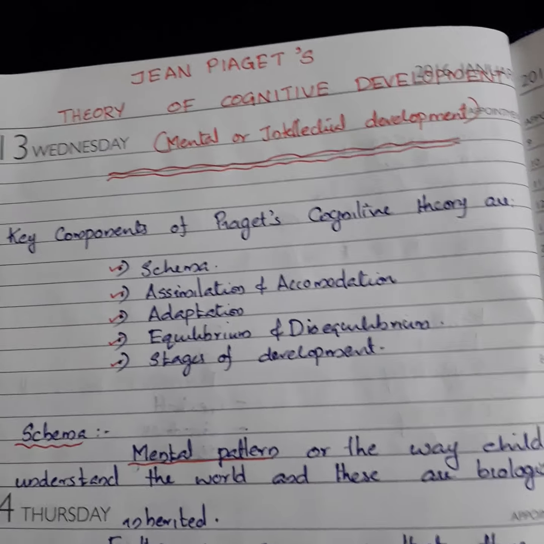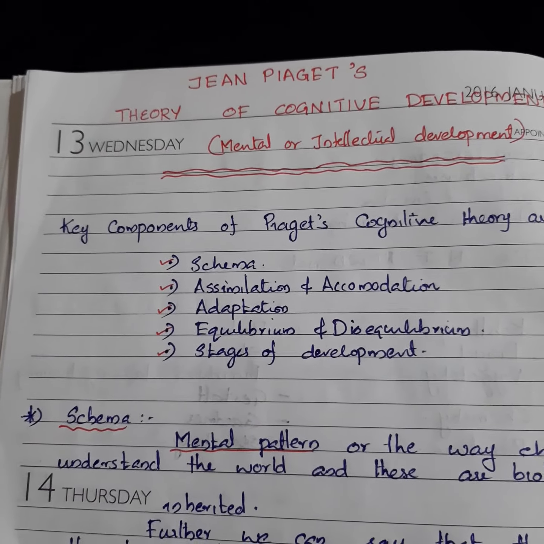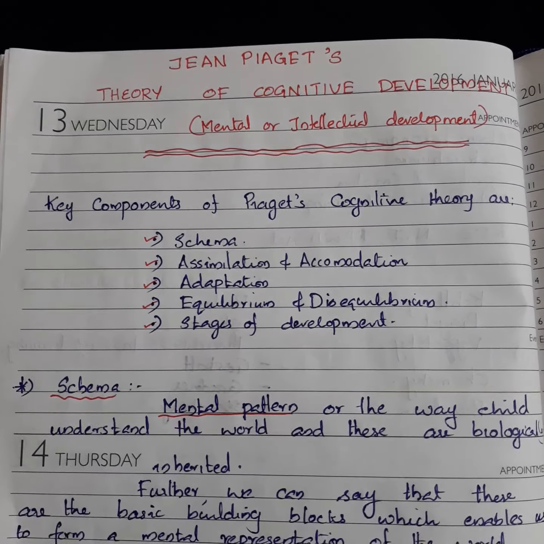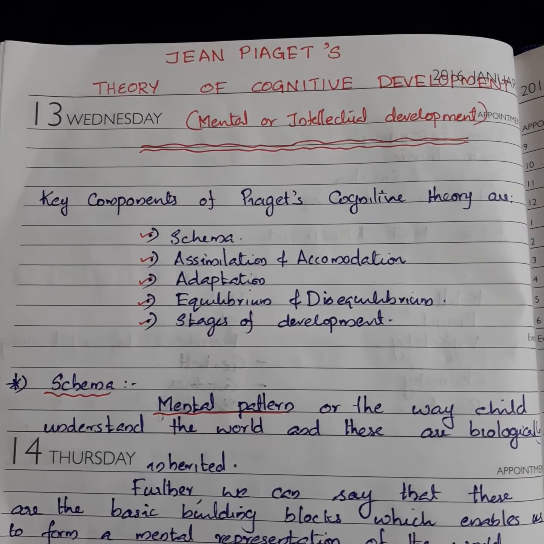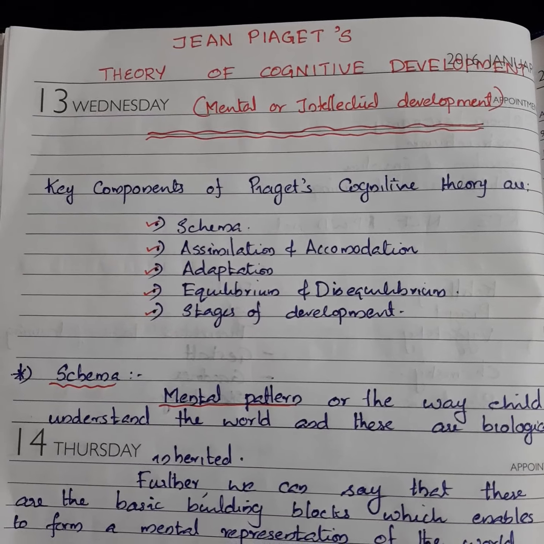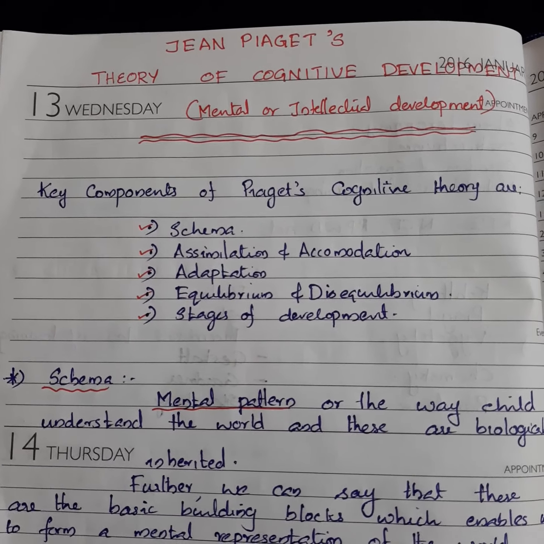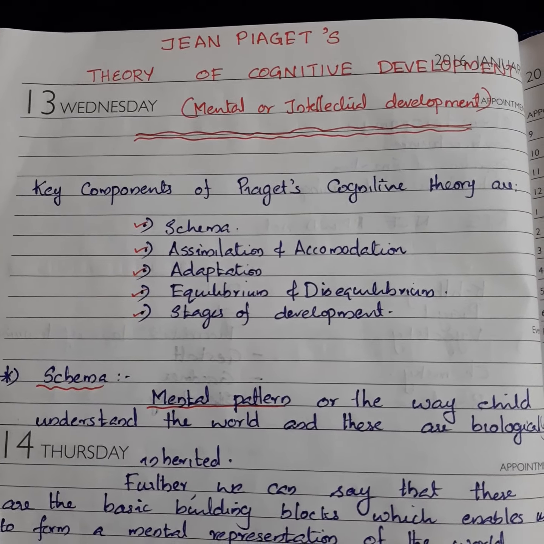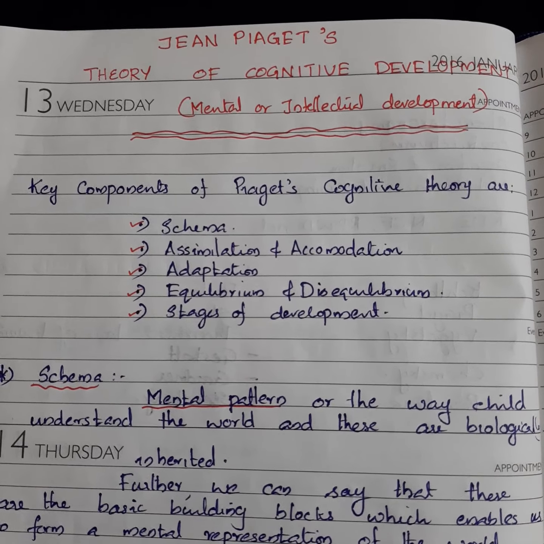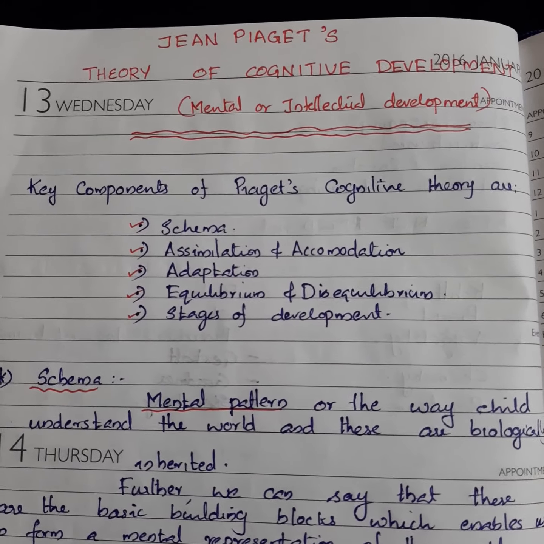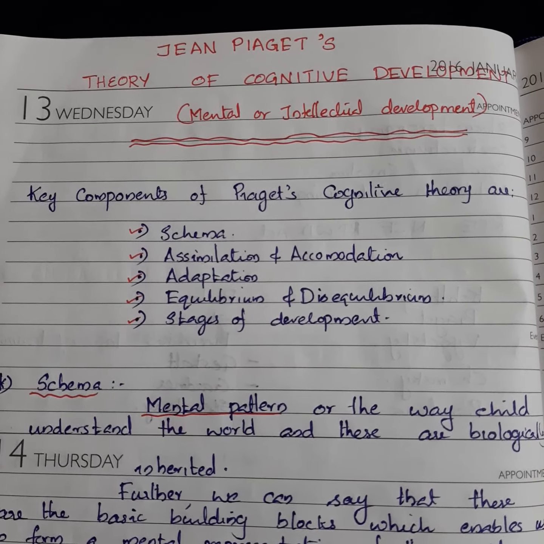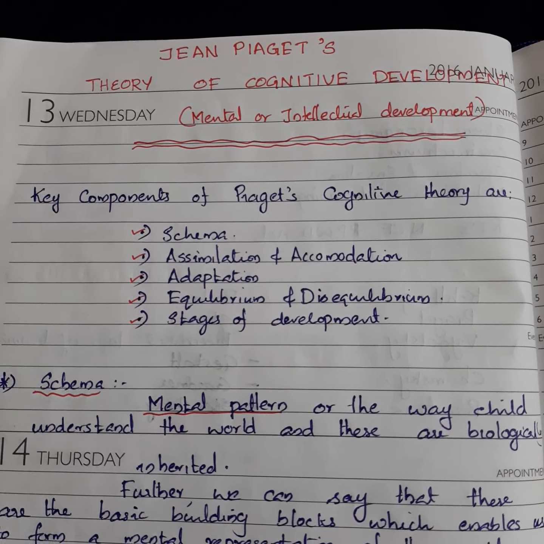Now, let's know about the key components of Piaget cognitive theory. In Piaget cognitive theory, we should know certain key components that are schema, assimilation and accommodation, adaptation, equilibrium and disequilibrium, and stages of development. These are the important key components of Piaget cognitive theory.